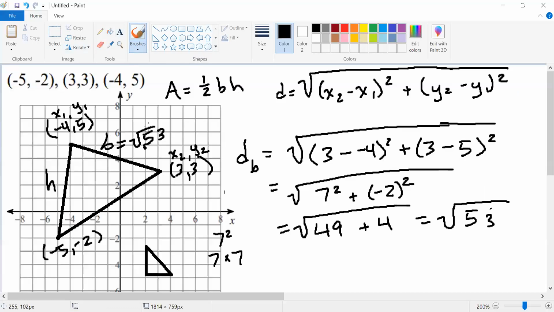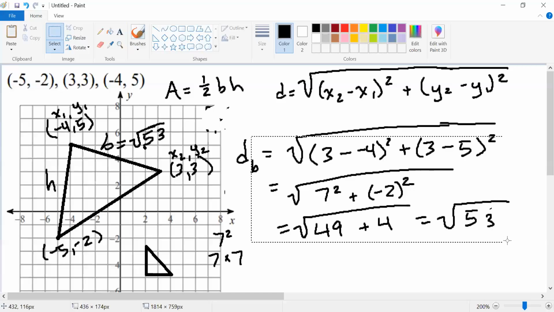Now I know we want everything to be in simplest radical form, but if we look at 53, the only factors of 53 are just 1 and 53. There's nothing else. So because it only has factors of 1 and 53, this is a prime number, and I can't simplify this even further. So I'm going to leave it as is. Right? So we're going to do the same thing when we find our height right over here. So let me just get rid of this.